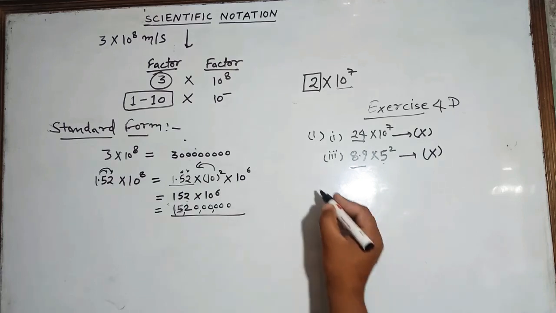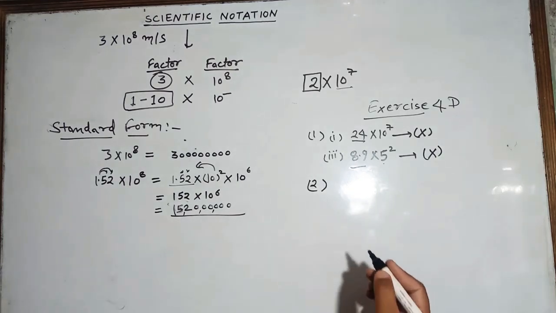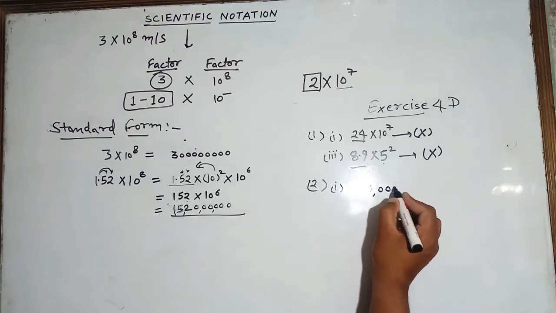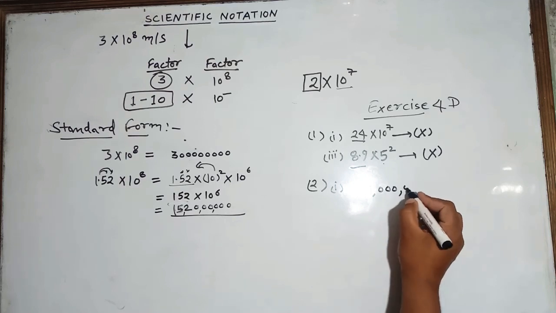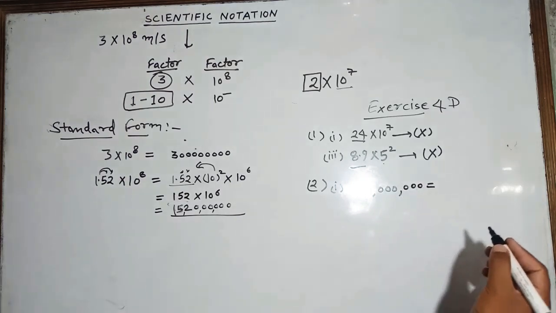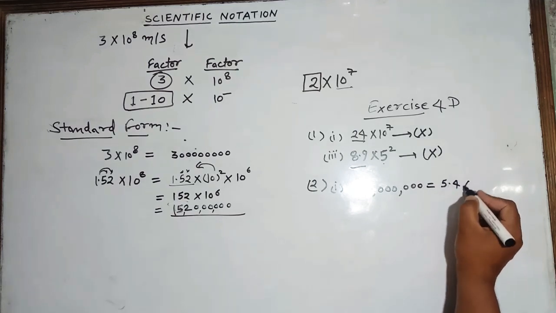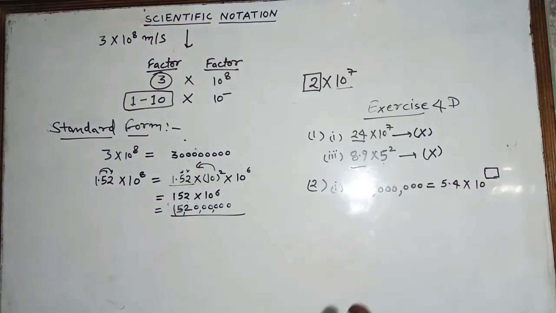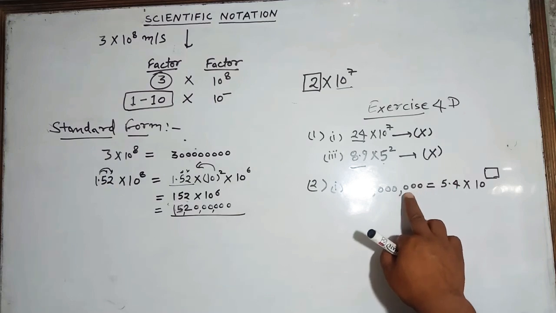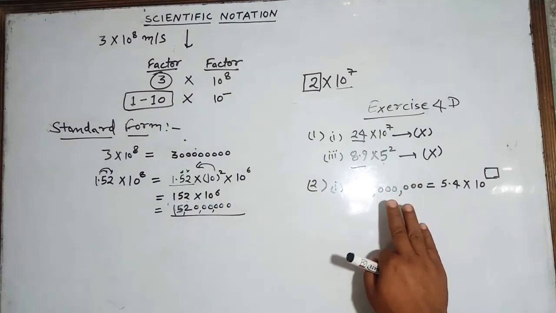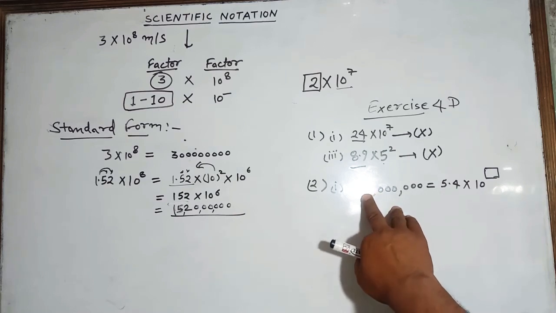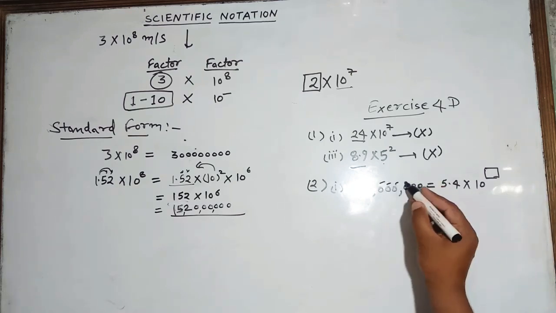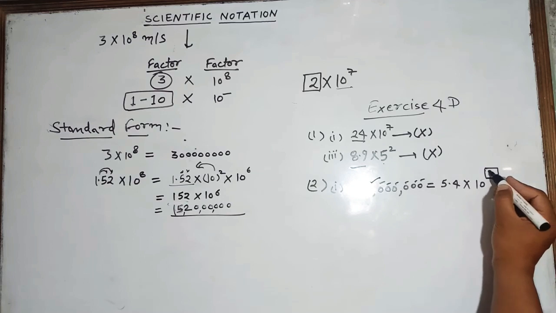In the same way, question number two is: complete the following. The first part is 54, 1 2 3 times 0, again 3 times 0, is equal to 5.4 into 10 to the power blank. So what will be here? See, 10 to the power what will it be? You can see here how many zeros there are: 1 2 3 4 5 6. So it will be 10 to the power 6, but one place more we are taking, so 10 to the power 7 it will be. Up to here 1 2 3 4 5 6, and one place here again, so it will be 10 to the power 7.